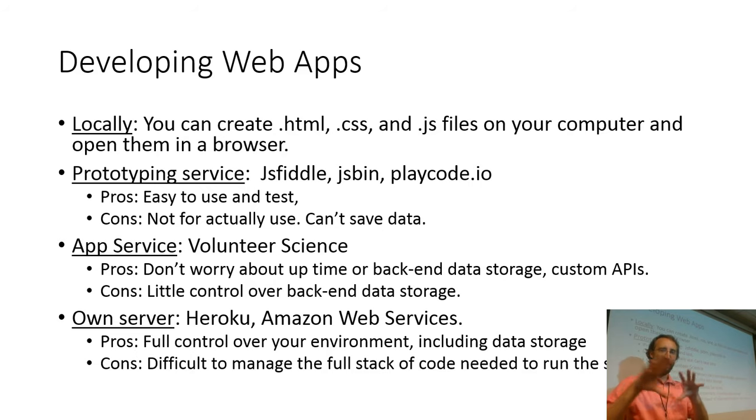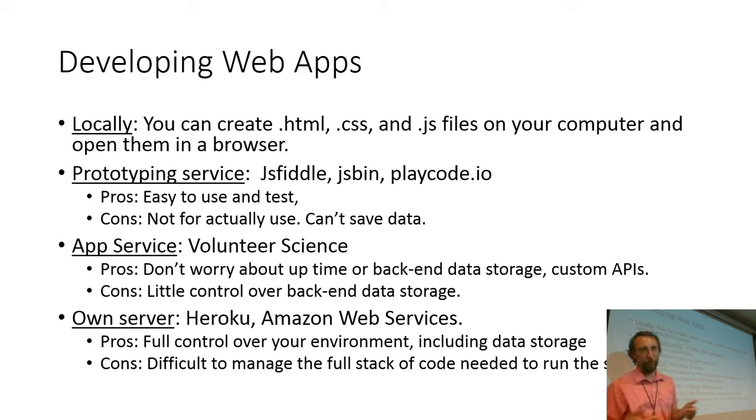But this is where Volunteer Science fits into developing your web apps world. Now, the pros here are that you don't have to worry about uptime or backend data storage, and we have custom APIs. That means you don't have to host your own stuff. You don't have to worry about the backend, about how your server is configured, or making sure that your server is still up or that your server can hold 100 people. We handle all that stuff for you. And then we provide some custom APIs, so you don't have to write all of your code from scratch. You can just call one or two function calls from Volunteer Science, and the stuff that we've pre-built will just come right in.